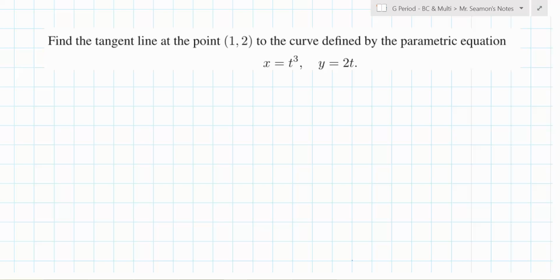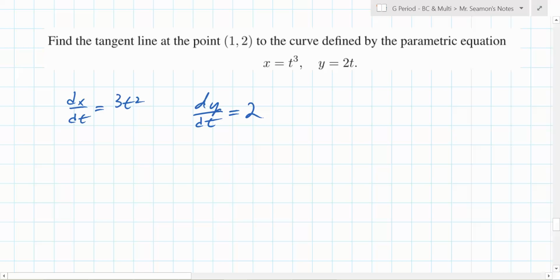But hold on. I like a lot of what I'm seeing right here. So let's write down what we know so far. Well, you could know dx/dt. What's dx/dt? 3t squared. And what's dy/dt? 2. Okay.